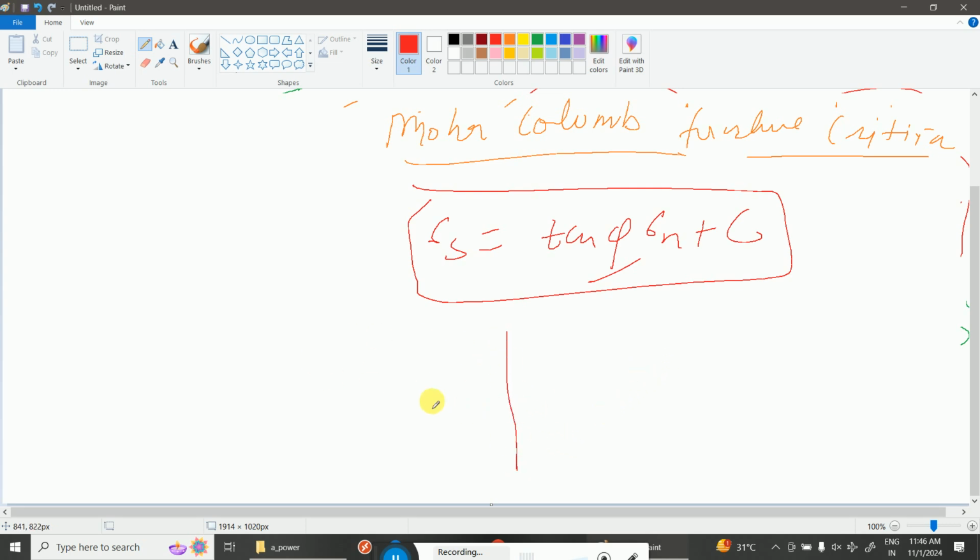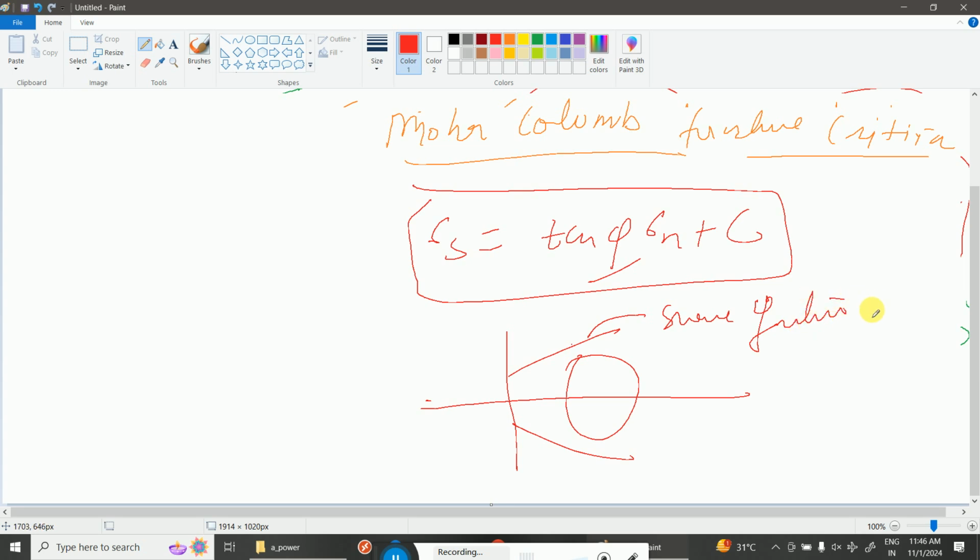Simply this equation is represented by this. This is your Mohr envelopes. This is a shear fracture envelope. And this is your Mohr circle. When this circle is increasing, then this is called your shear fracture envelope, and this is your sigma n, this is your sigma s.